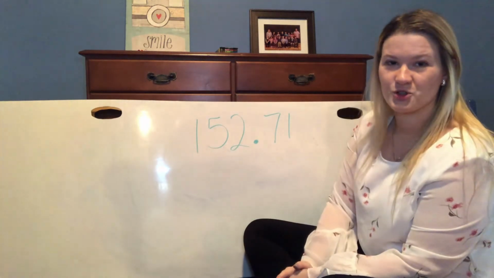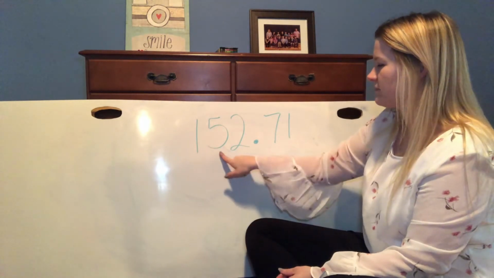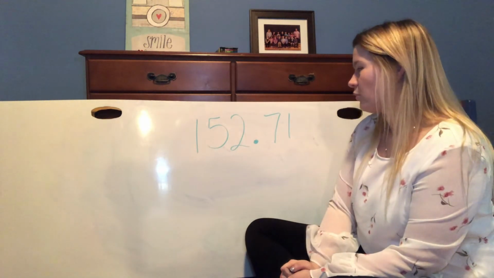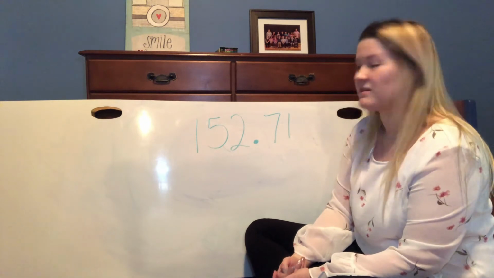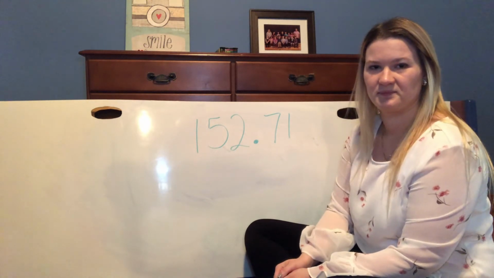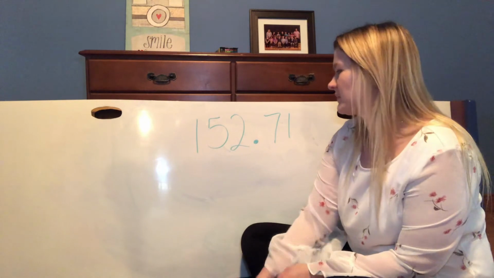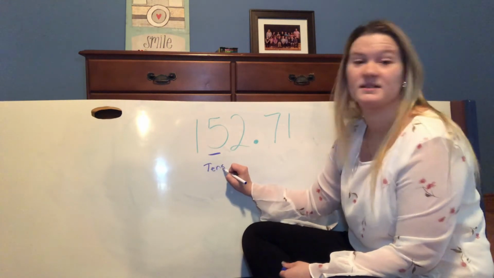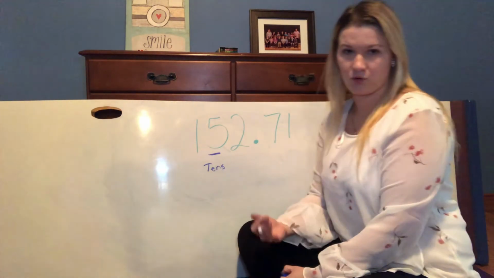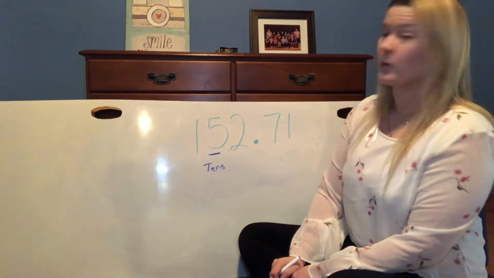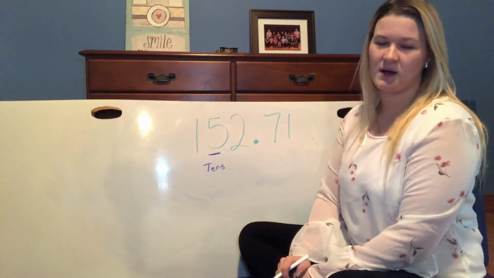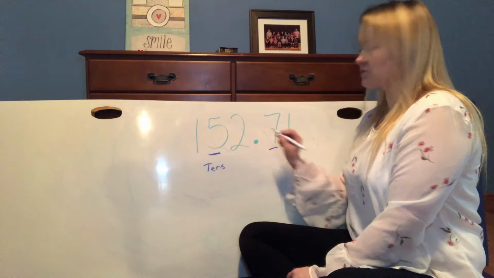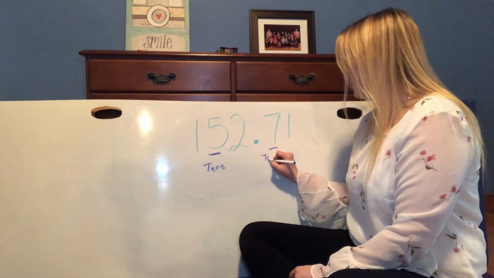Okay, we have a much larger decimal number now. We have 152.71. So, what number is in the tens spot? Right, the 5. Tens with an S is that regular place value that we've known for a long time. What number is in the tenths spot? The 7, the first one after the decimal point.